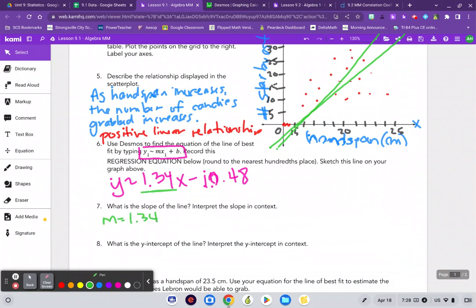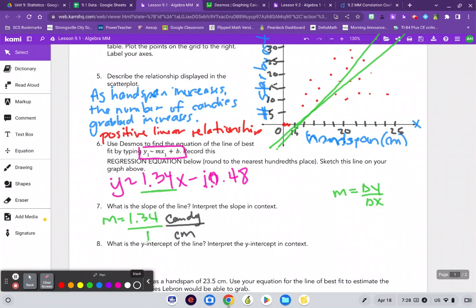Remember, slope is a ratio. Slope is change in y over change in x. And so I'm just going to put that reminder over here, change in y over change in x. And so I wrote 1.34 as 1.34 over 1. A reminder is that change in y is the number of candies. So we're going to say 1.34 candy per. My x is hand span, and the unit on that is centimeters.